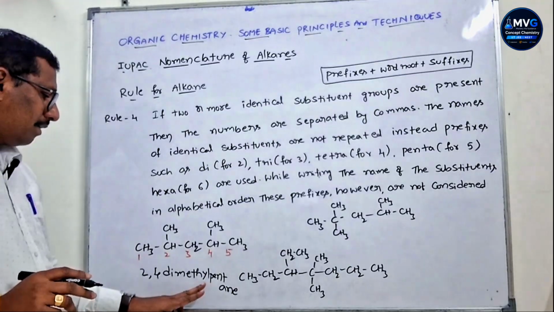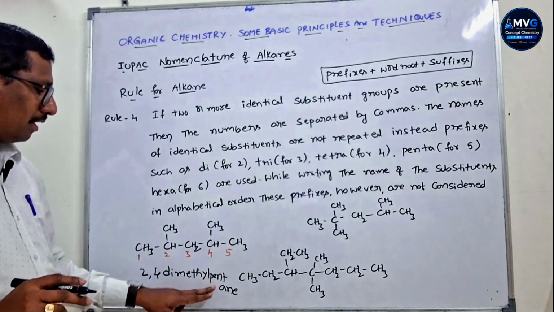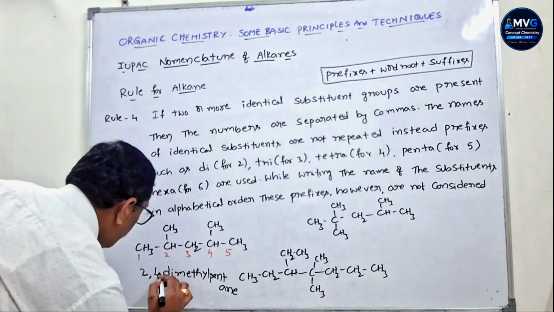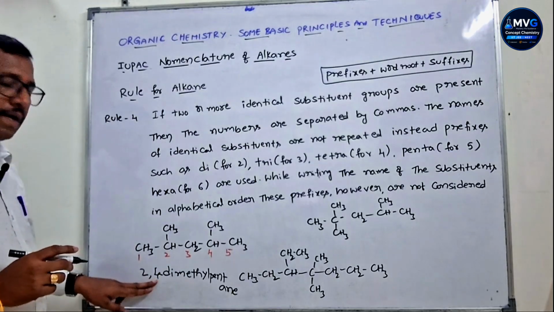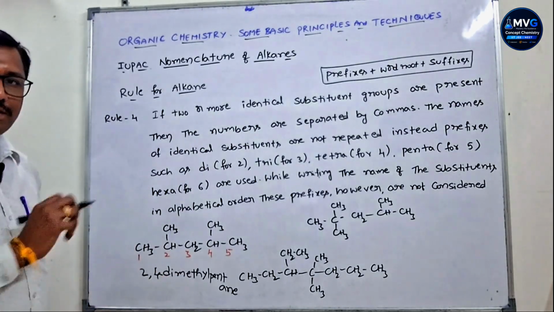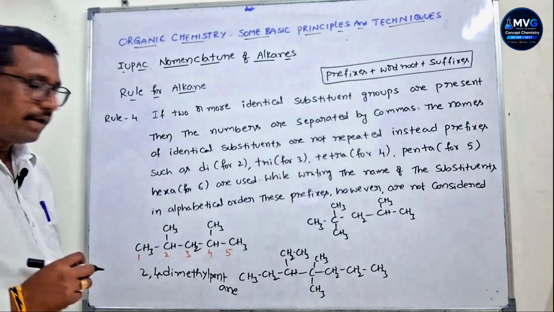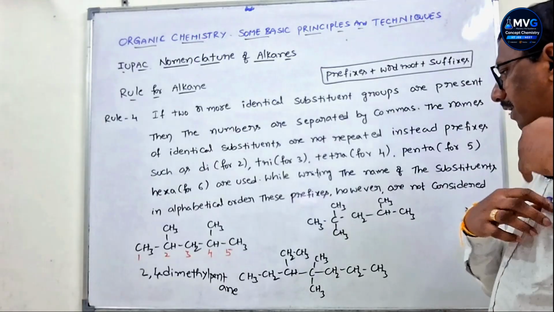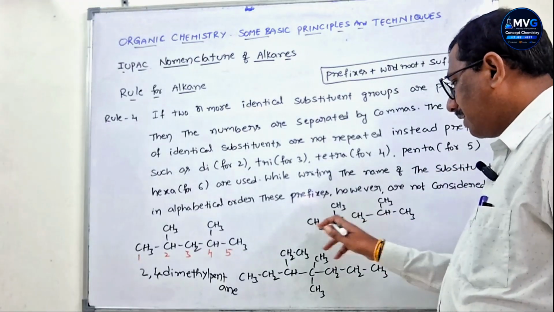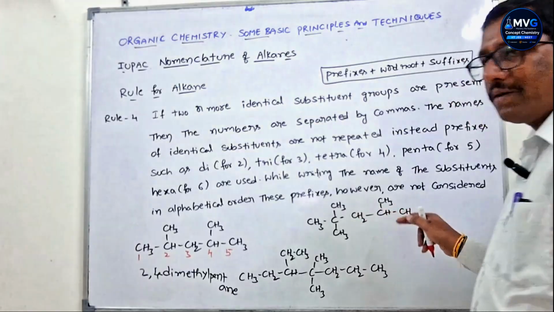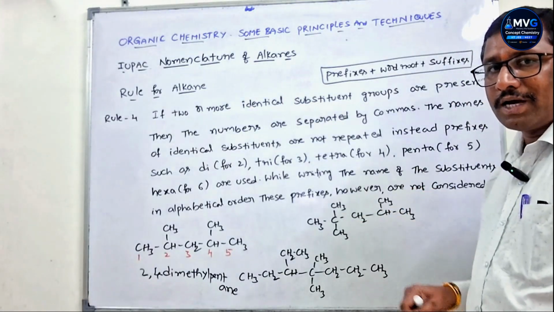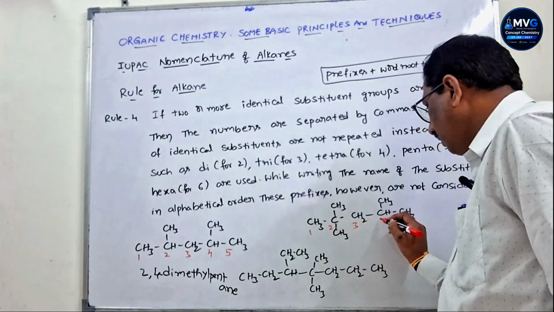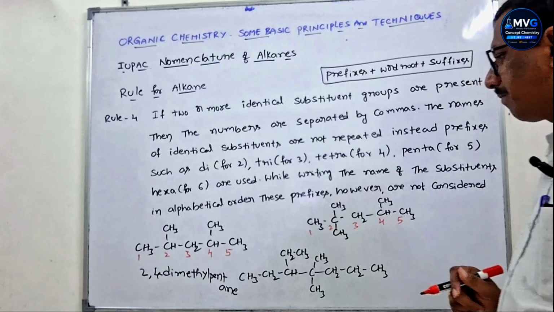Students, while you are writing the name, between the substituents and the root word, there should be no gap. And between the numbers and the name, a small hyphen should be there, students. Like this. Now for this compound we can select the first rule. According to rule number 1, select the longest carbon chain, and more number of substituents should be included in the carbon chain, students. Like this we are giving numbering here 1, 2, 3, 4, 5.